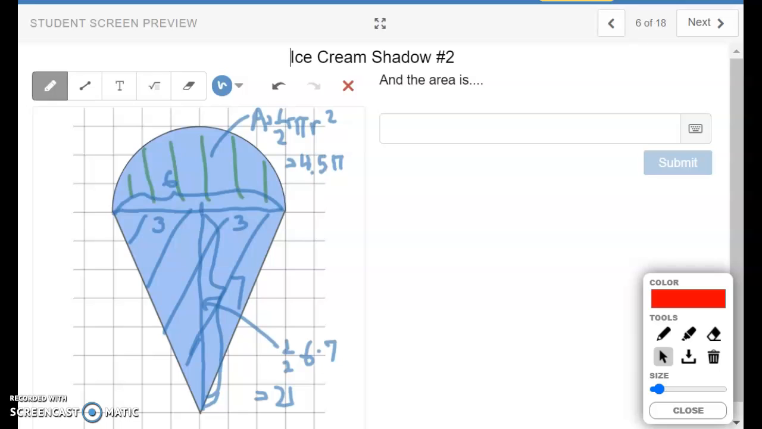Then the total area is going to be 4.5 pi, and if I multiply 4.5 times 3.14, I get 14.1. I'm going to add that to 21, so the final area is going to be 14.1 plus 21, and that leaves us with 35.1 units squared.